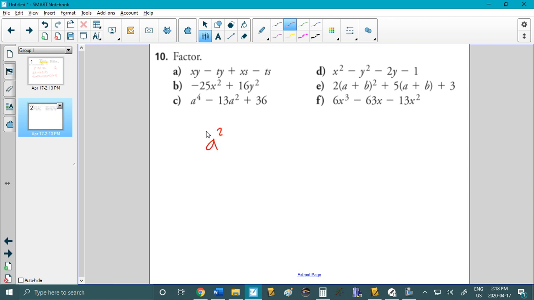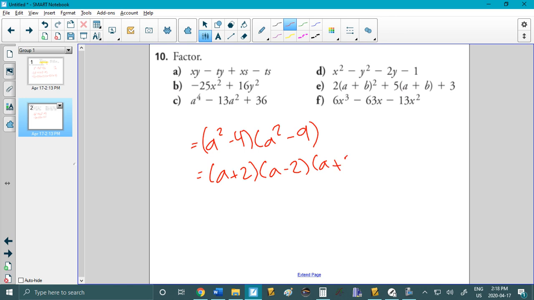So I get a squared minus 4, a squared minus 9. Again, the only real difference here is that instead of a squared, we have a 4. So we just have to square both of these a's. And then we get a plus 2, a minus 2. That's really weird that the textbook would have two identical questions with the letters changed. Unless I missed something, they're the same.